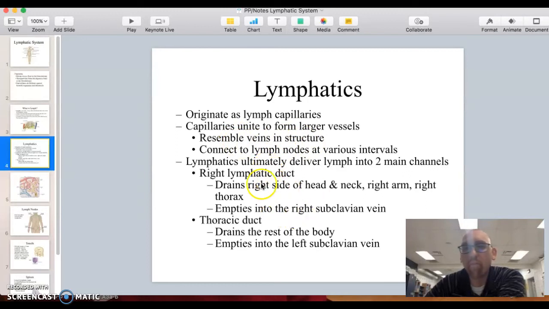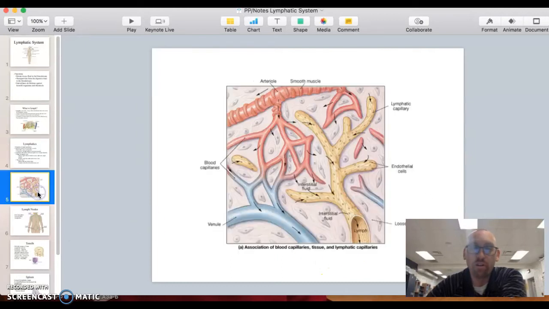You have two main ones. You don't have to worry about that, but you have what's called your right lymphatic duct, and that's up here towards your neck. And that's the main lymphatic duct that's going to dump all that fluid back into what's called your subclavian vein, which is under your clavicle, which is your shoulder bone. And then you have your thoracic duct, which also is going to dump in.